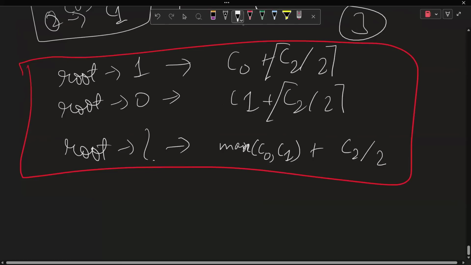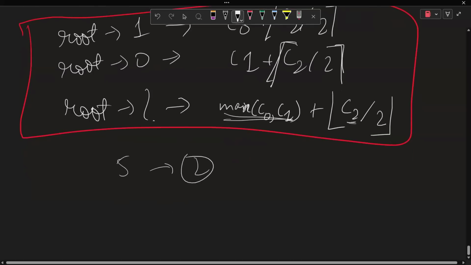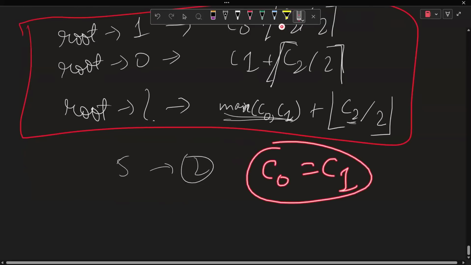So if there were 5 question marks, Iris would get 3 moves of them. But here, if this is odd, there are 5 question marks. Since Iris has already utilized one move here, he would only get 2 moves and Dora would get 3 moves. So here it would be floor of this. Okay. So this would be the answer, but there is again one small edge case that we are missing here: what if C0 and C1 both are equal.